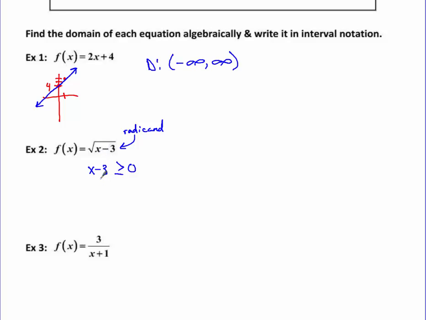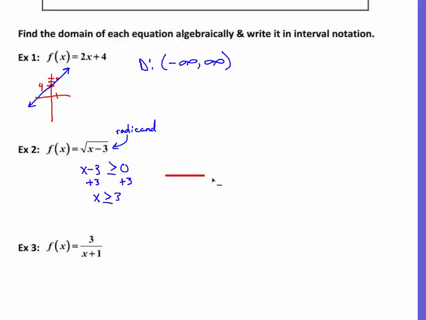because that's the only case where this function would be undefined, is when the radicand is less than 0. So we're going to go straight to finding out where the radicand is greater than or equal to 0, and that's going to tell us our domain. So we add 3 to both sides. X is greater than or equal to 3. And if you're not sure why we're doing this yet, that's okay. We're going to take a look at it.